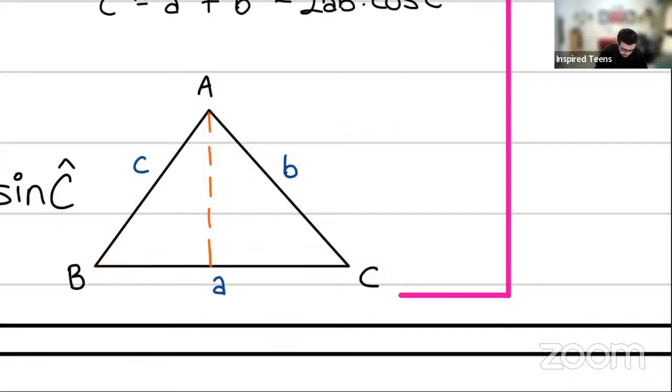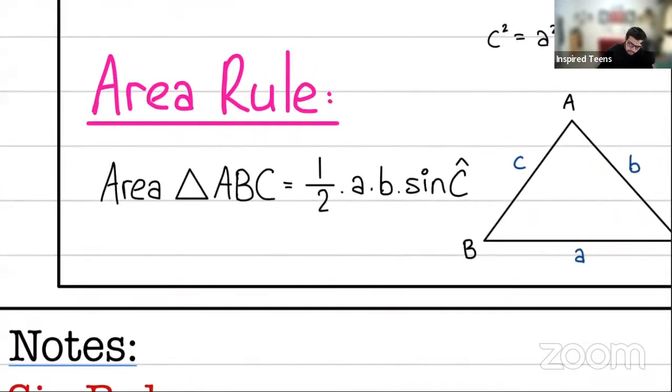However, of course, in these questions, we're not going to be given a perpendicular height. That's why we're going to be using the area rule. So what does the area rule say?